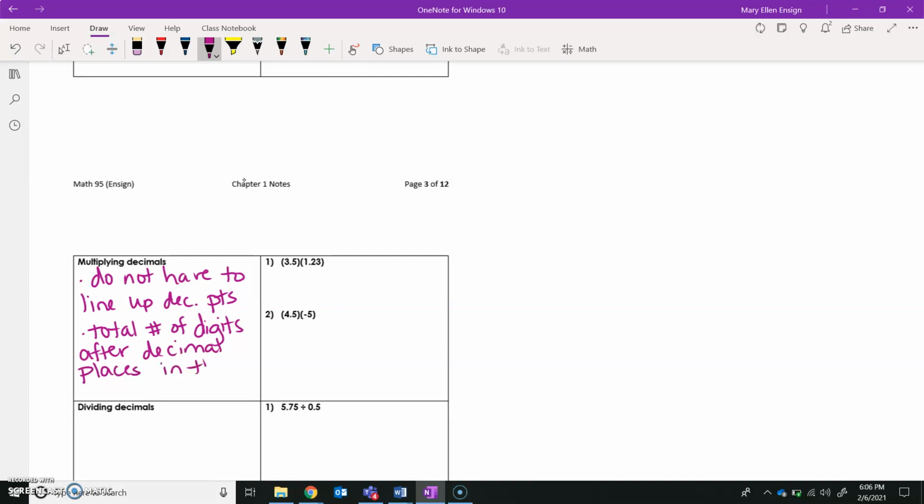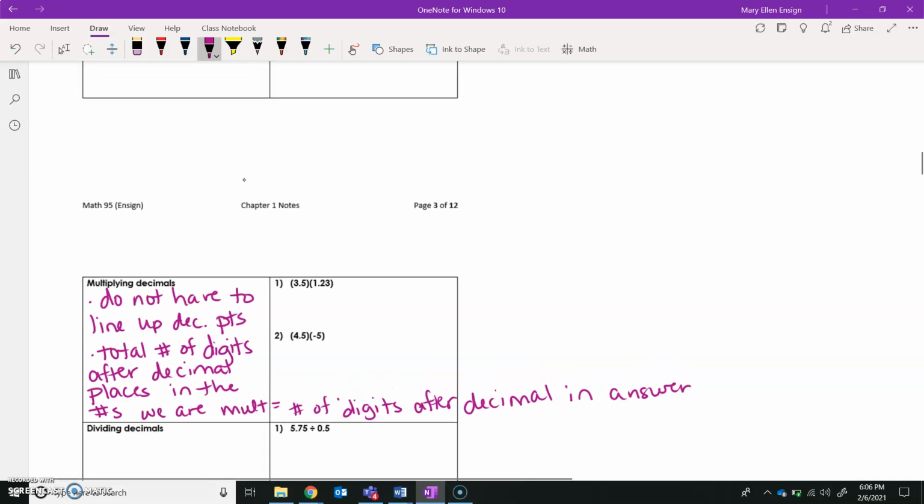in the numbers we are multiplying equals the number of digits after the decimal in the answer.